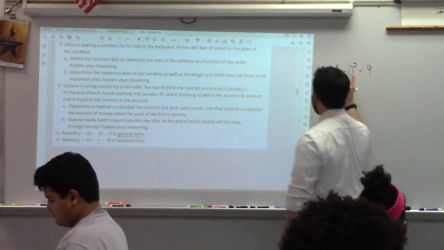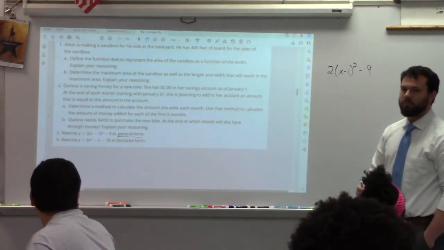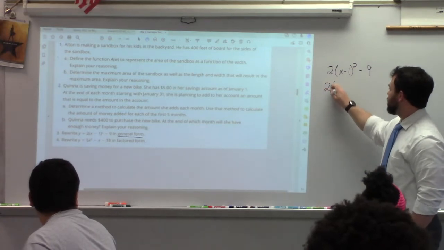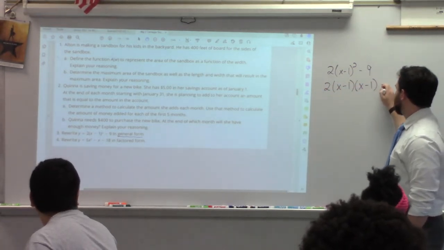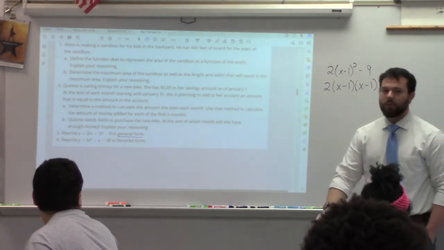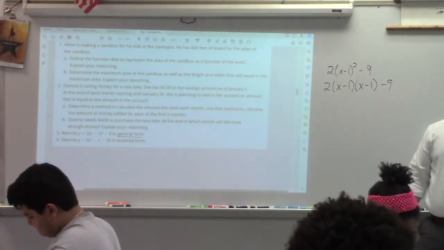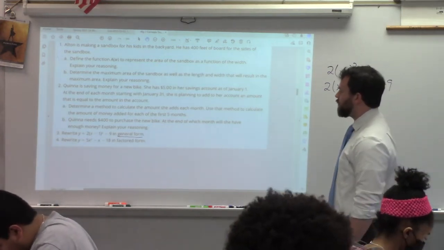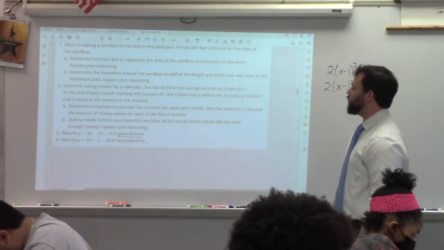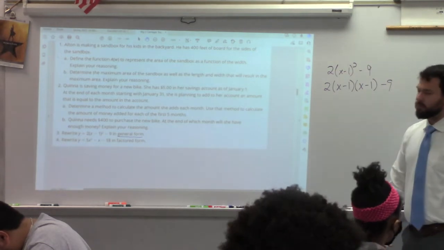First off, what does it mean to square something? Use that to help you figure out what it's supposed to be in standard form. Okay? We'll talk about some details with number 4. But number 2.